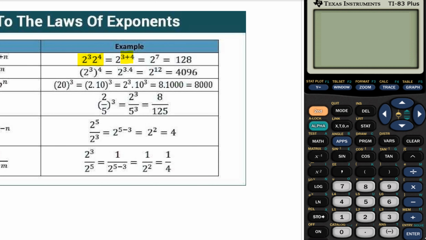If you're wondering, that's a lot like saying x to the power of 3, same base, x to the power of 3 times x to the power of 4. Well, then we just go x to the power of 3 plus 4, which gives you x to the power of 7.